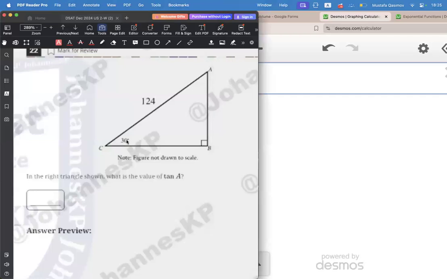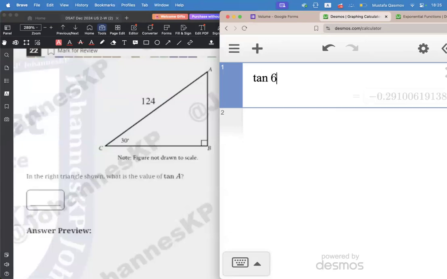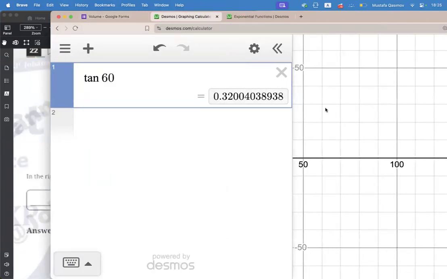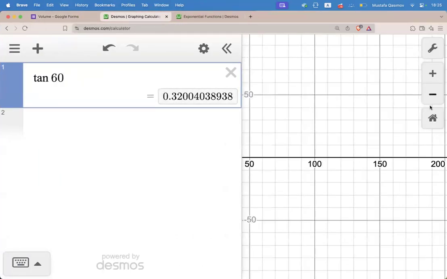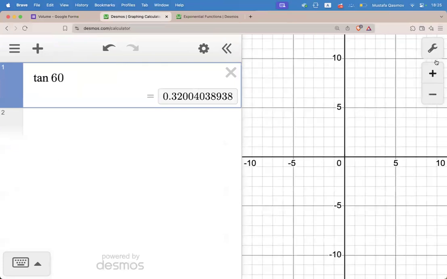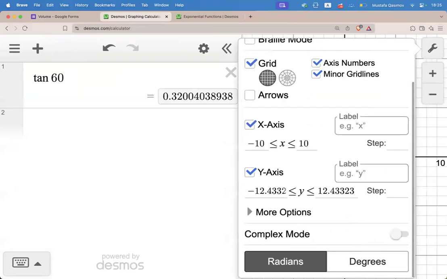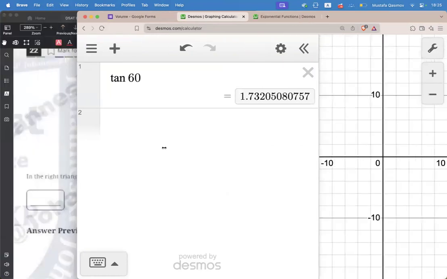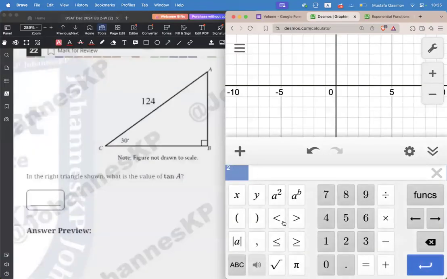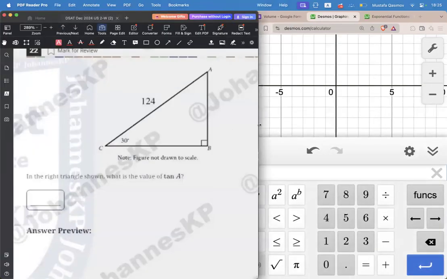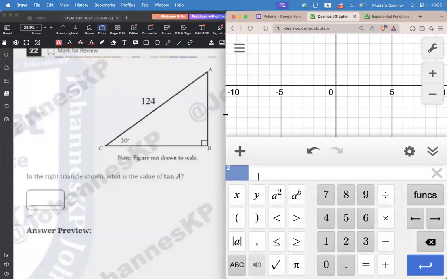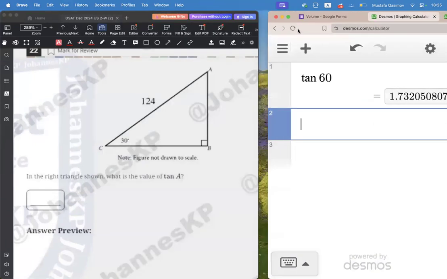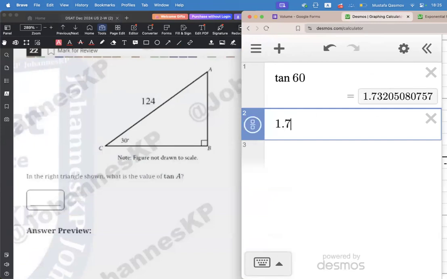Here it is 30. This finds 30, it is 90, and it is 60. So we must find tangent 60, and tangent 60 is equal to... And don't forget to change it from radians to degrees. 1.73. And the answer is 1.732.